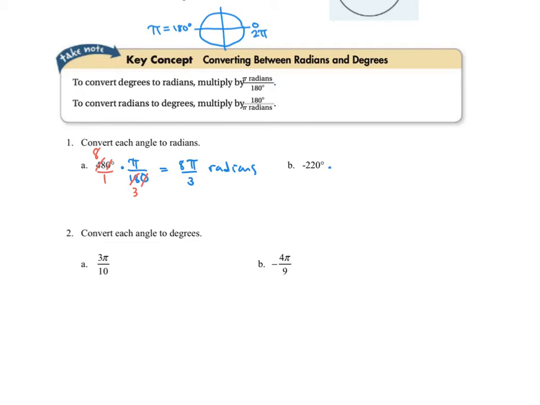And the next one, same thing, times pi over 180. Again, we're going to cancel ahead of time. I'm going to ditch the zeros and divide both of those by 2. Negative 22 divided by 2 will be negative 11, and 18 divided by 2 is 9. So we end up with negative 11 pi over 9 radians.